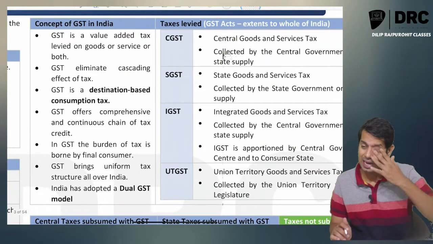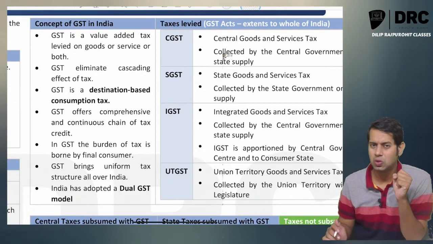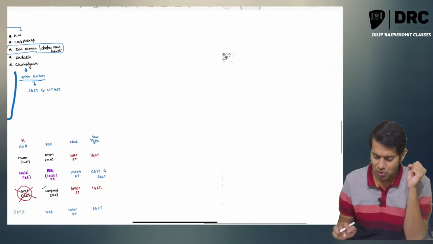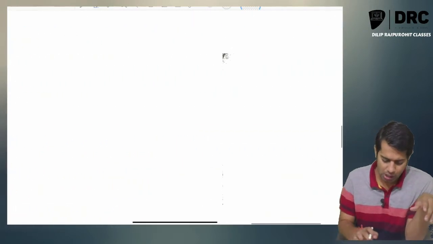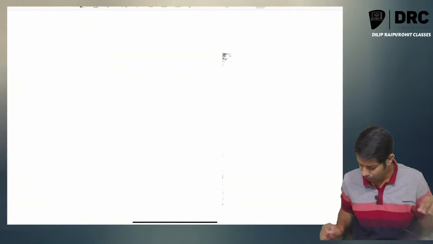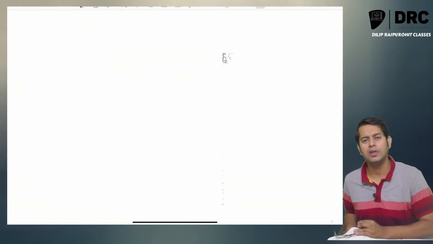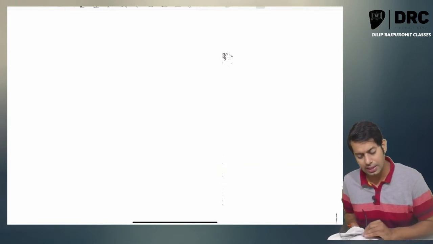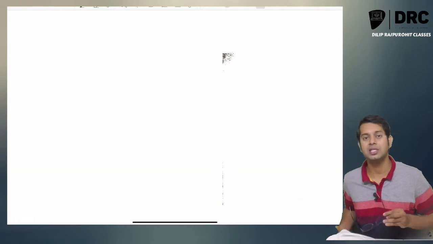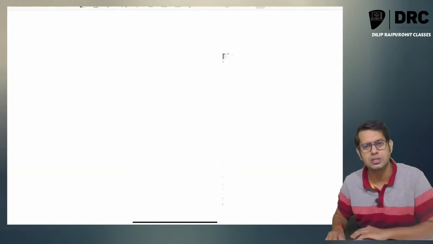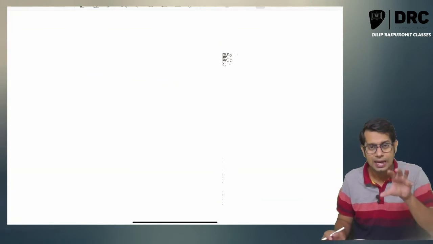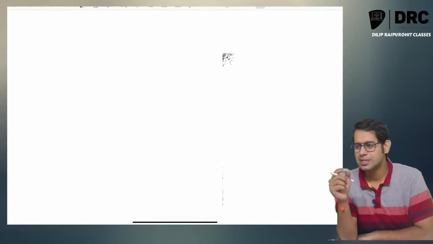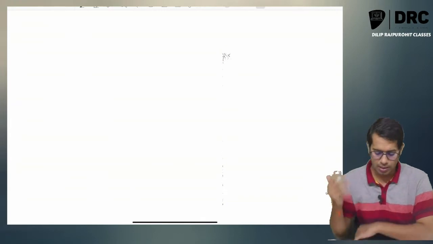Now let us understand why GST law came into existence. See, a new law will come into existence only if the old law is not proper. So what were the deficiencies in the existing indirect tax regime which made the GST law come into existence?